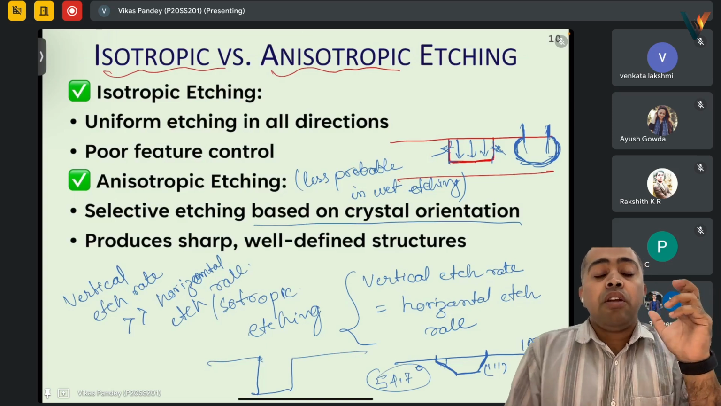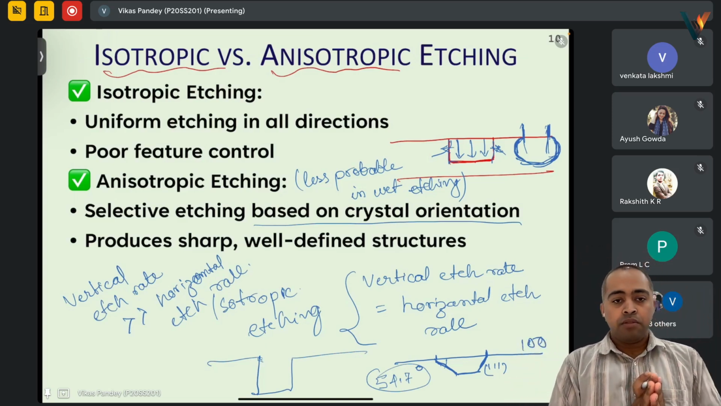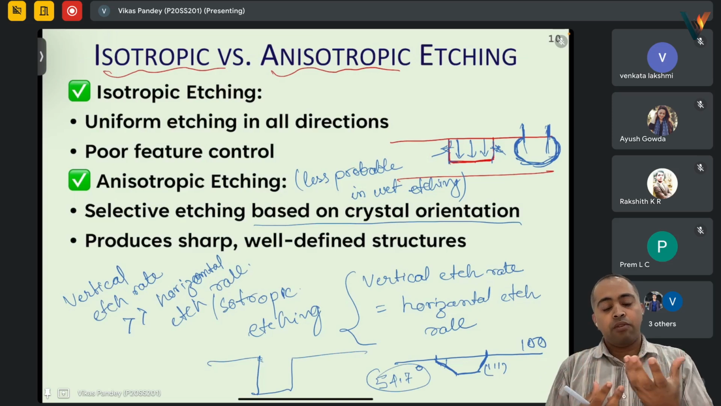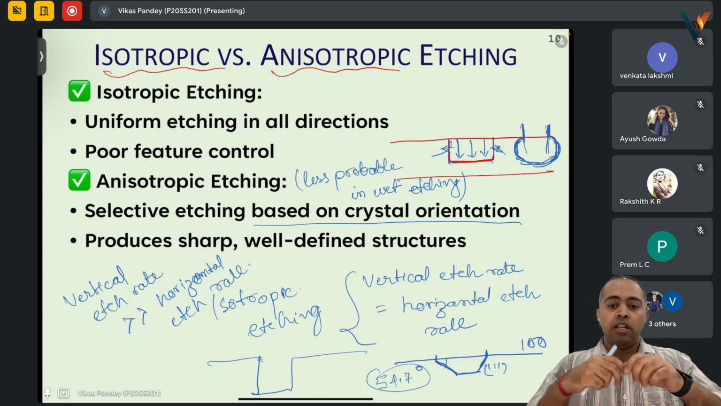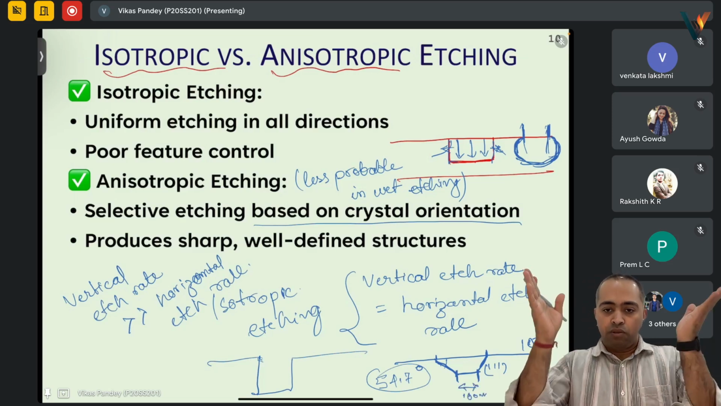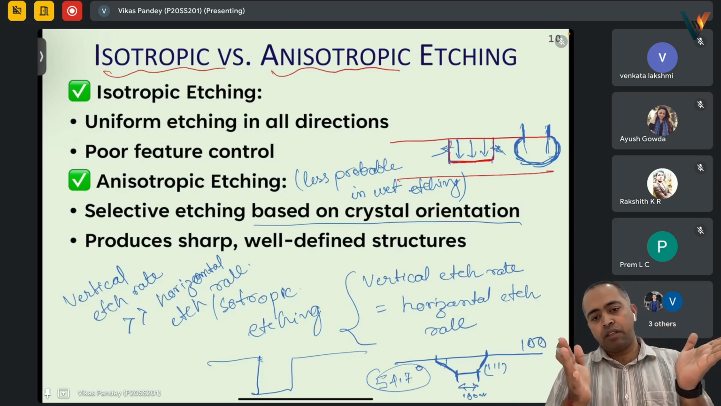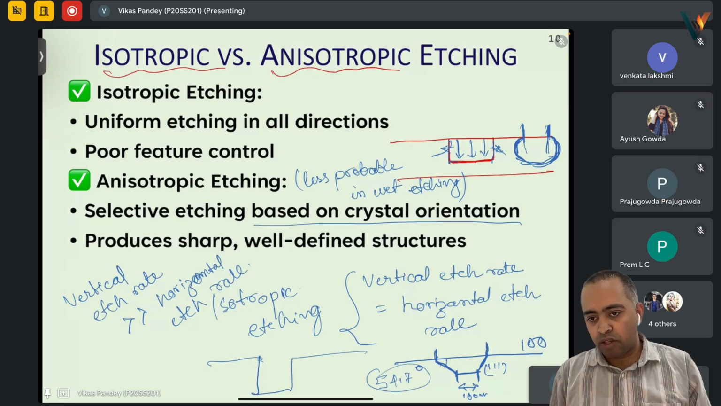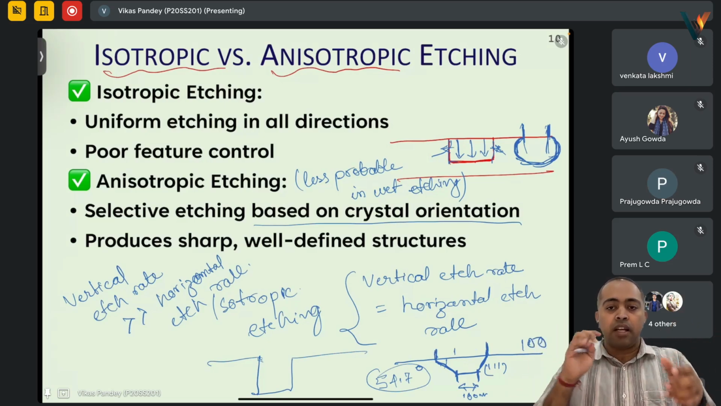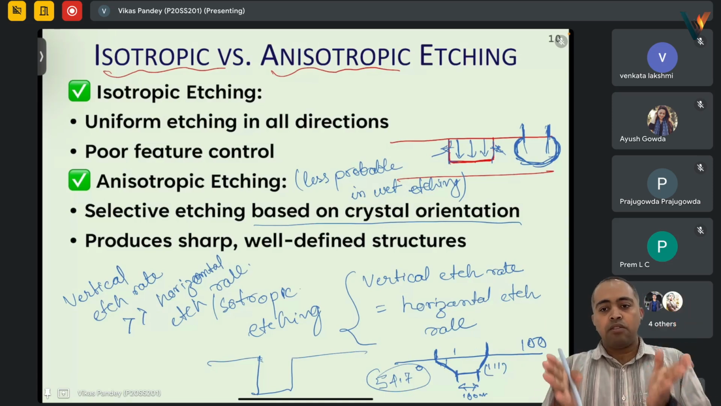Using this property, we are able to design a lot of structures. Since we already know that this angle will be formed, we design our mask based on that understanding. Suppose we want a hole of this size, say 100 micrometer, and we know the angle, 54.7 degrees. So certainly the extra opening should be there. We design that extra opening so that at last we will get 100 micrometer and it will stop there. So such things can be done.